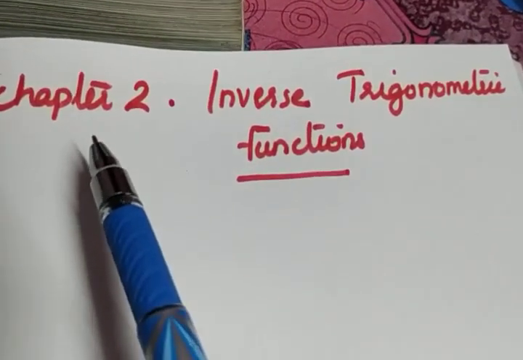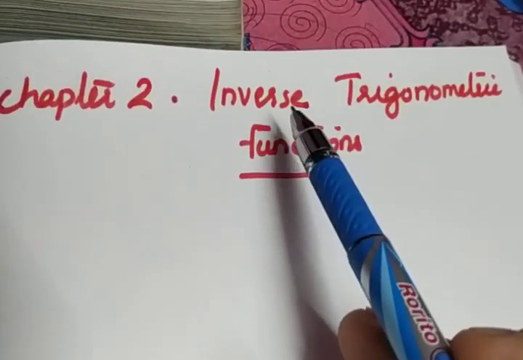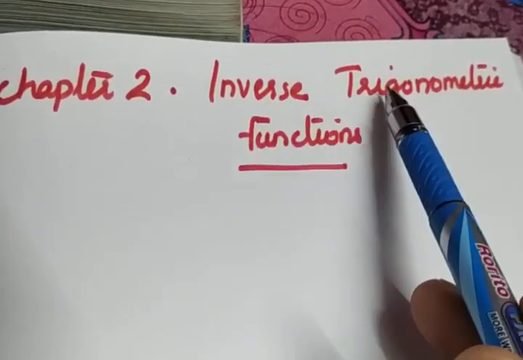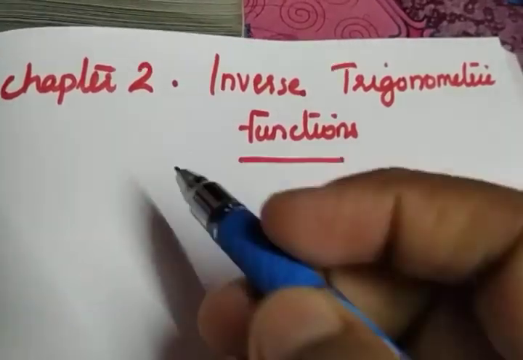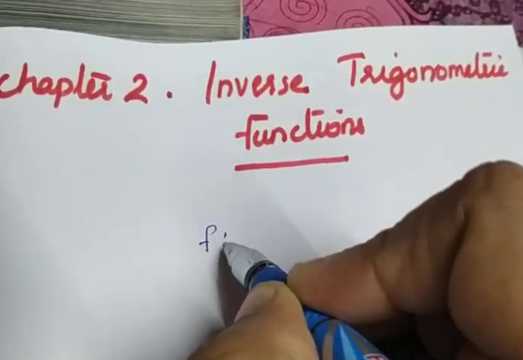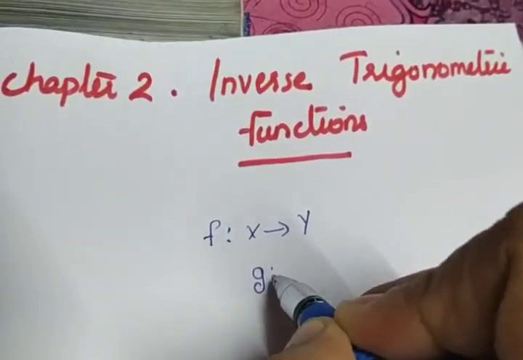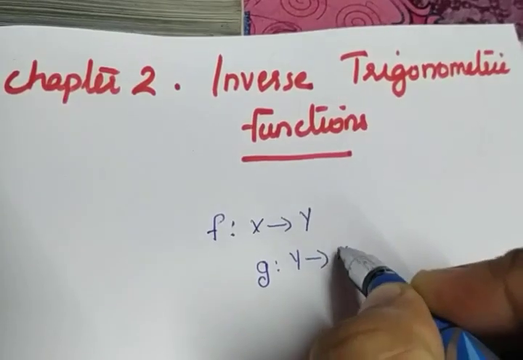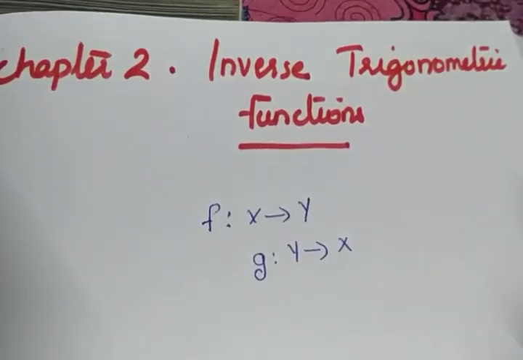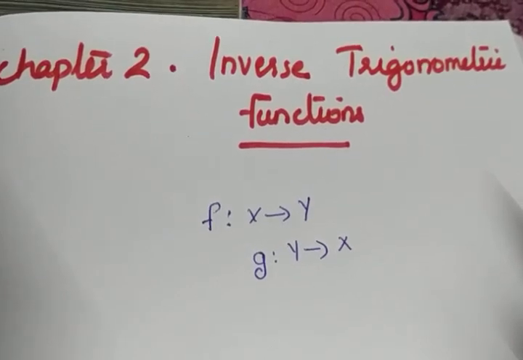So we are going to start the second chapter, inverse trigonometric function. As the name indicates, we are going to deal with the inverse of the trigonometric functions. Do you remember what I meant by an inverse function? Suppose f is a function from x to y. Then if g is a function from y to x such that f composite g is equal to I, then g is called an inverse function. That we have studied in the first chapter.